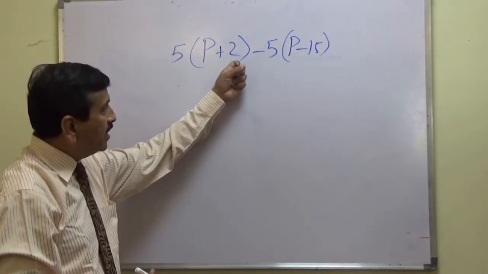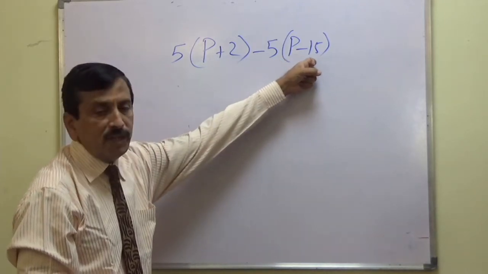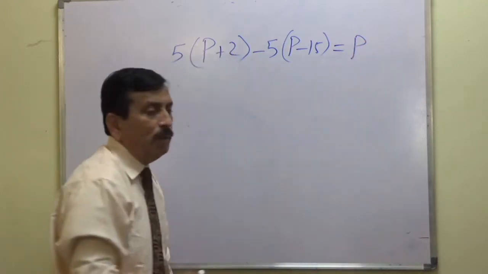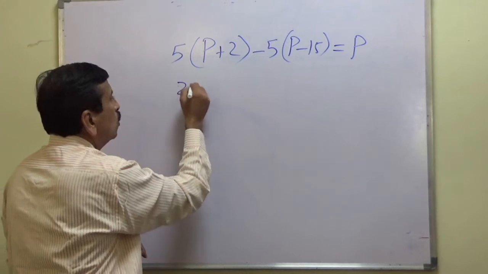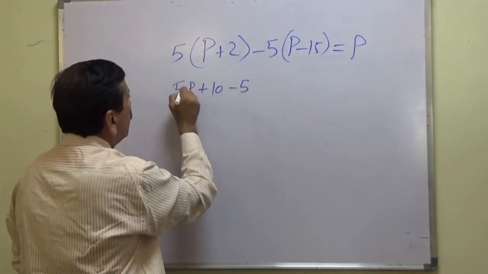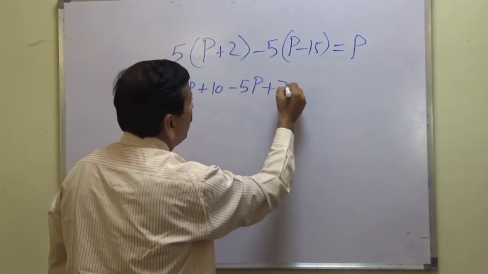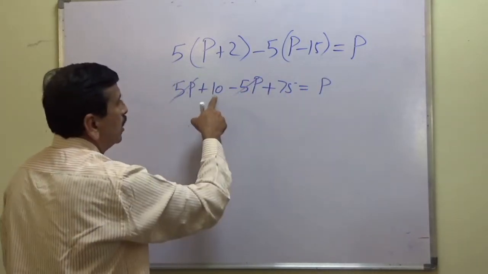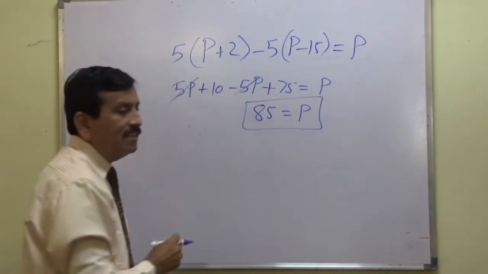P's age 2 years hence, multiply by 5, minus 5 times P's age 15 years ago. And then you say that you will know how old I am. So that is equal to P. So single equation, single unknown, plainly solve it. 5P plus 10 minus 5P plus 75 is equal to P. And this 5P will cut down. 10 plus 75, 85. So P's current age is 85.